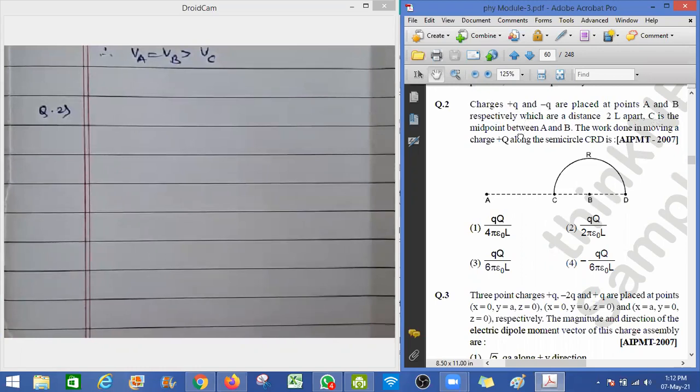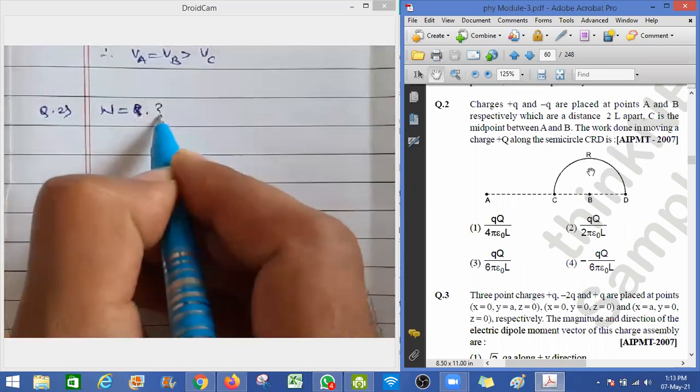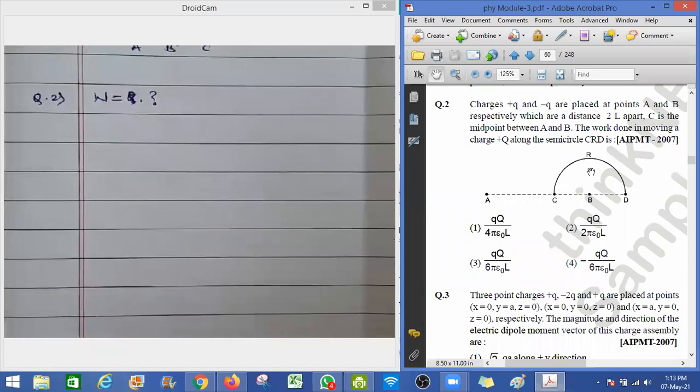Point C is the midpoint between A and B. So AC distance must be L, CB distance must be L, and total distance from A to B is 2 times L. The work done in moving a charge plus Q along the semicircle CRD is equal to, so what are we asked? We are asked the work done. Work done is equal to question mark. Very simple question this is.